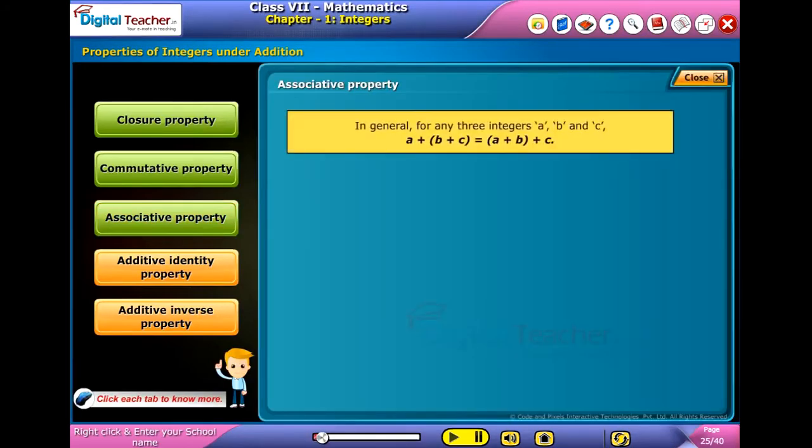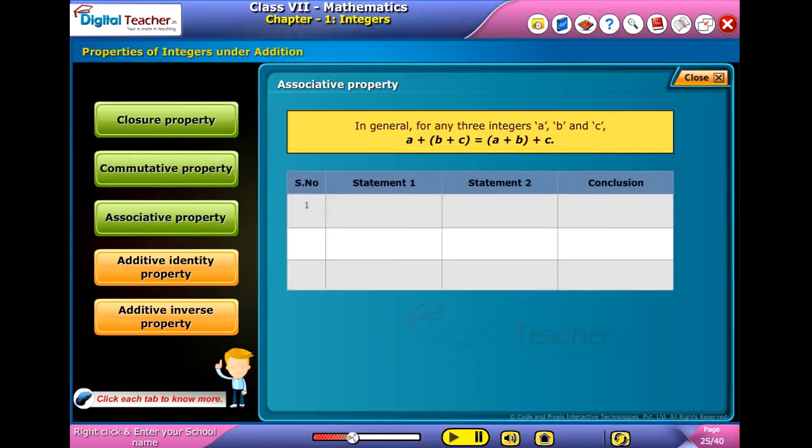Associative property defines that for any three integers a, b and c, a plus of b plus c is equal to a plus b plus c. In the first statement, 1 plus of 3 plus 2 is equal to 6, and in the second statement, 1 plus 3 plus 2 is equal to 6. And it concludes that a plus of b plus c is equal to a plus b plus c.